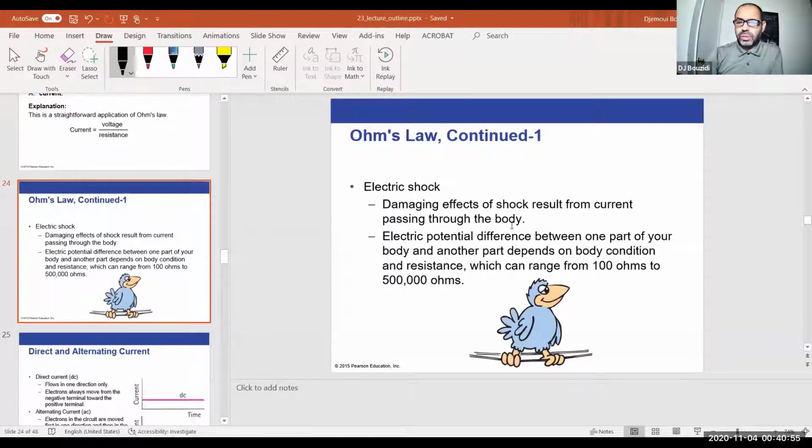The damaging effect of shock results from passing through the body an electrical potential difference from one part to another. So basically, why is this one not electrocuted? Because there is no current running through him.